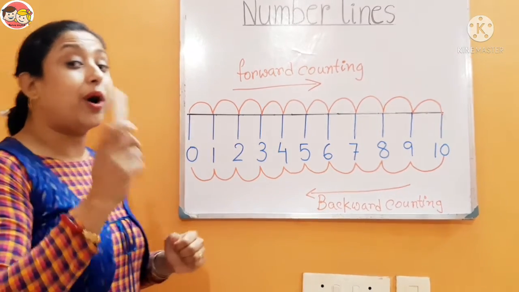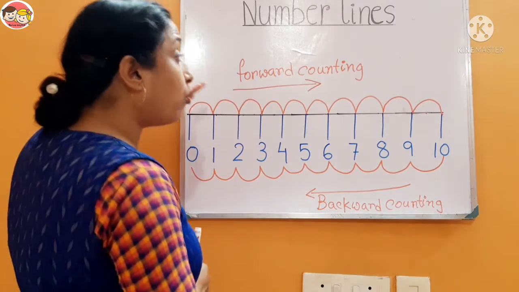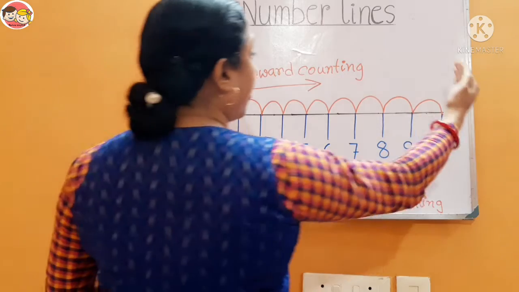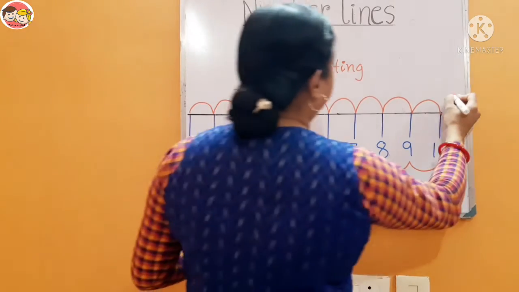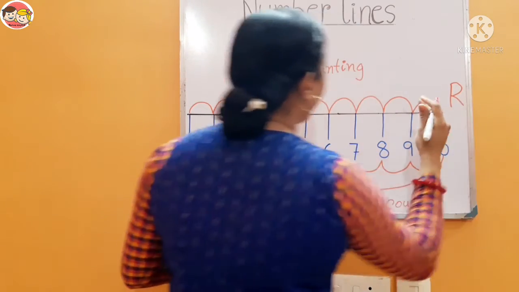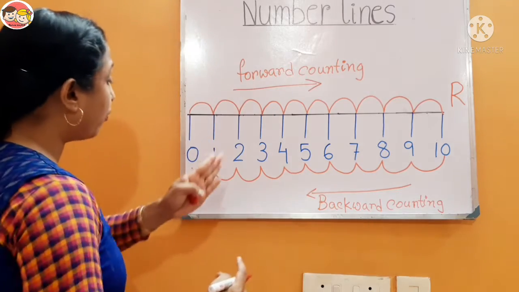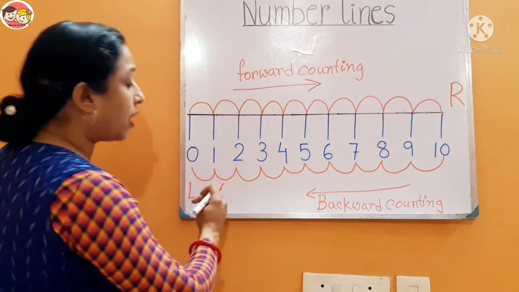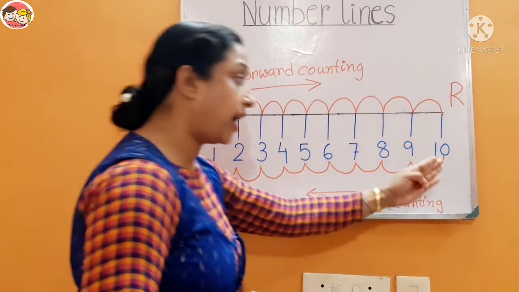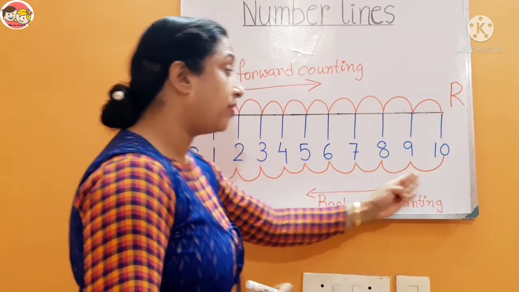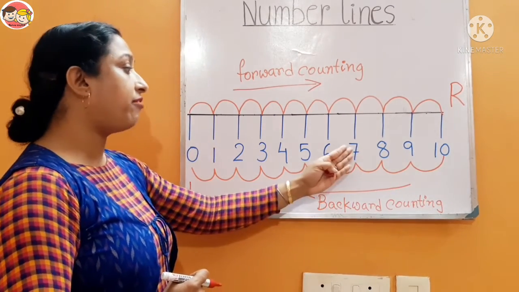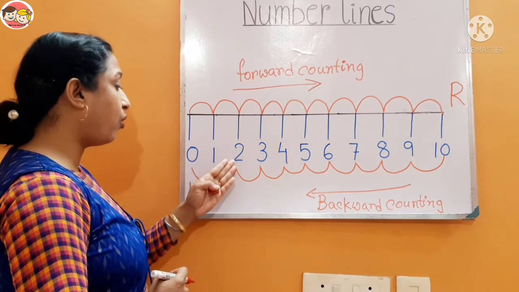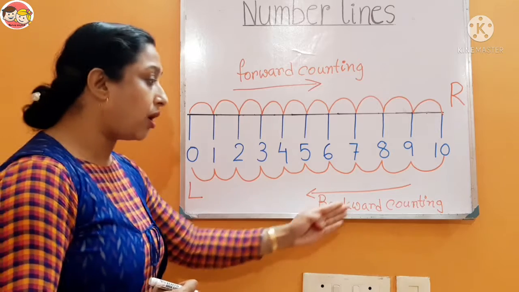And one more important thing, the forward counting means moving to the right side. This is your right side and this one is your left side. So forward counting means moving to the right side and backward counting means moving to the left side. So this is forward counting means aage badhna and this is backward counting means piche aana. Piche ki taraf counting. Everyone, speak along with me. 10, then 9, 8, 7, 6, 5, 4, 3, 2, 1, 0. This is called backward counting.